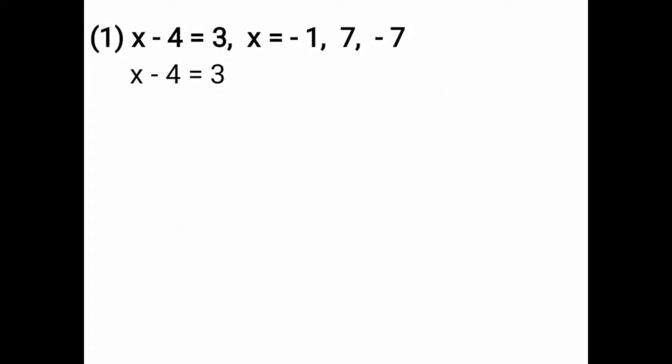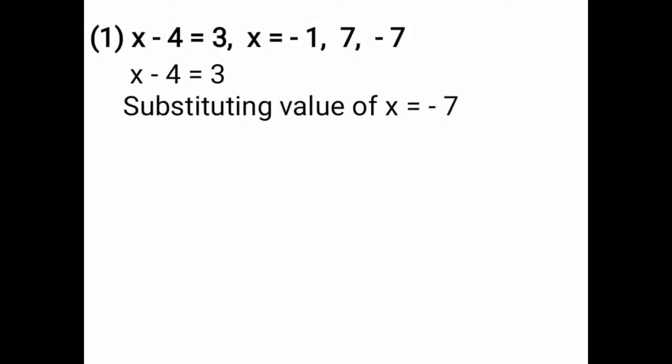x minus 4 is equal to 3. Substituting value of x is equal to -7. Left side is equal to x minus 4. That is equal to -7 minus 4. Minus into minus is plus, so you have to add 7 plus 4, how much? 11. The greater number, which sign is there? Negative. So the answer is -11.